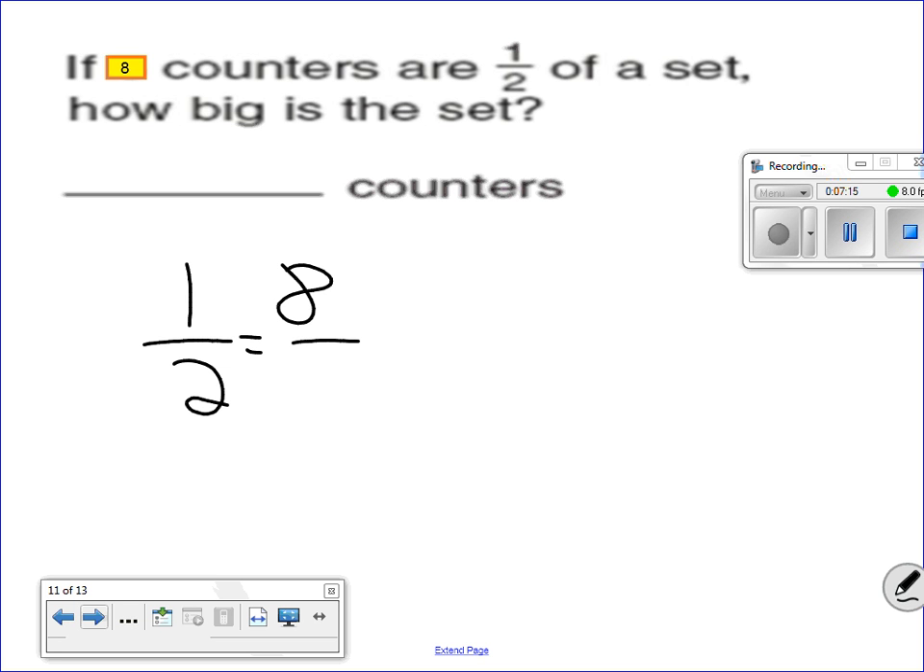Now I do the simple math. 1 times what equals 8? 1 times 8, 2 times 8 equals 16. Now doesn't that make sense? 8 sixteenths, 8 is half of 16. If 8 counters are half of the set, 8 is half of 16. How big is the set? 16 is how big the set is. If any of these things aren't making sense, you have to rewind and watch it again. I'm breaking this down pretty simple.